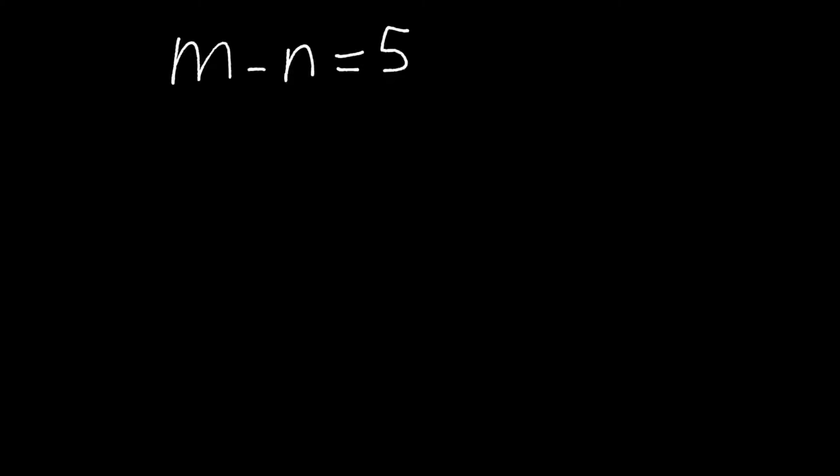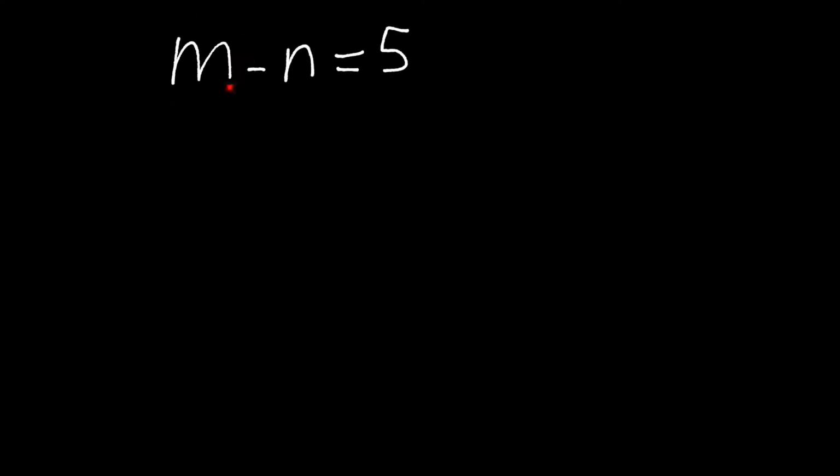Here we have maybe a little more complicated formula. We have m minus n equals 5. And as this equation or this formula stands, we can't solve for either m or n. We don't have enough information. But if we want to solve the equation so that it is equal to m or equal to n, we can most definitely do that. Let's say we want to solve it so that it is equal to m.